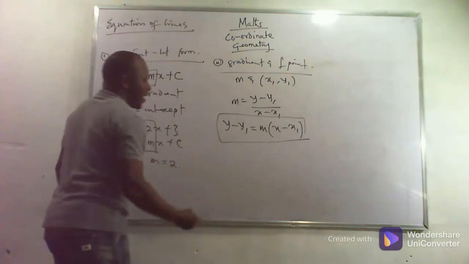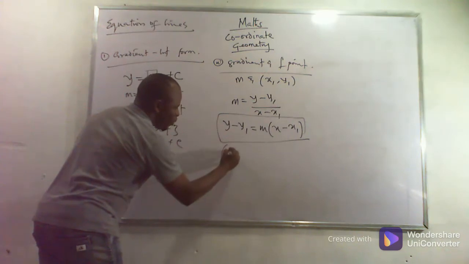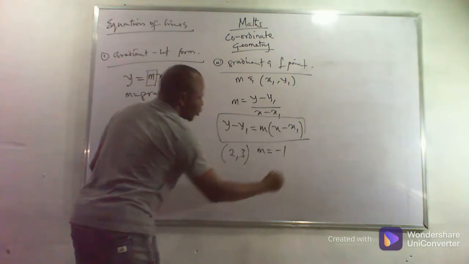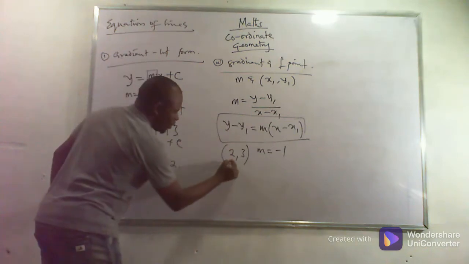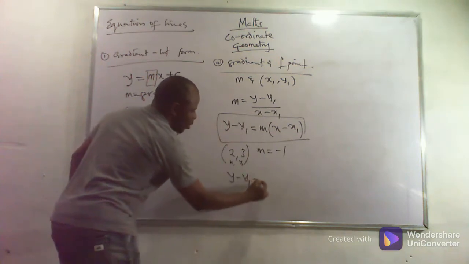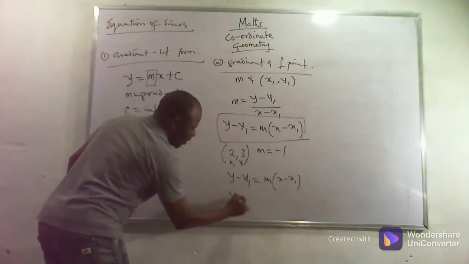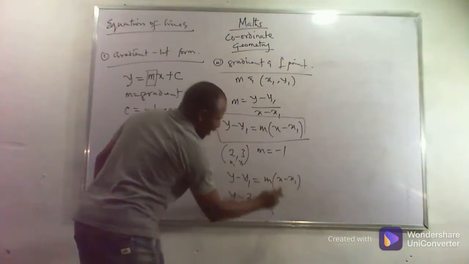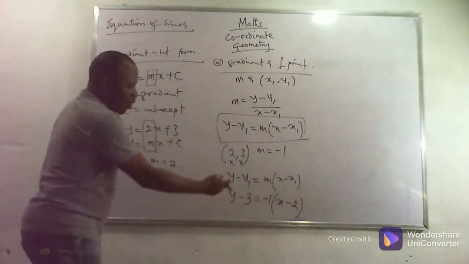Let's take this. If I say a line passes through point 2, 3 and has a gradient of minus 1, I now ask you to write the equation of this line. So what will you do? x1, y1. What's the formula? Y minus y1 equals gradient bracket x minus x1. So we have y minus, what is y1? 3, equals gradient minus 1 bracket x minus x1. What is x1? 2.